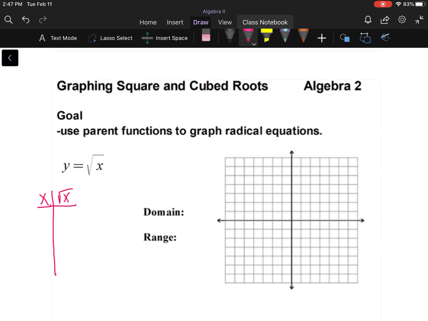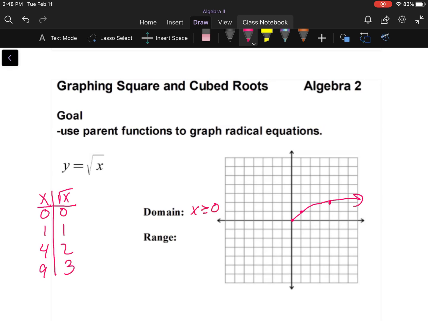I can take the square root of 0 and get 0, 1 and 1, but I'm not going to go to 2 because I don't know what the square root of 2 is. I'm going to go to 4. So that gives me 2, and if I want, maybe 9 and 3. So we'll get 0, 0, 1, 1, and then over 4 up to 2, and that's the graph of a square root. Your domain, x is greater than or equal to 0.